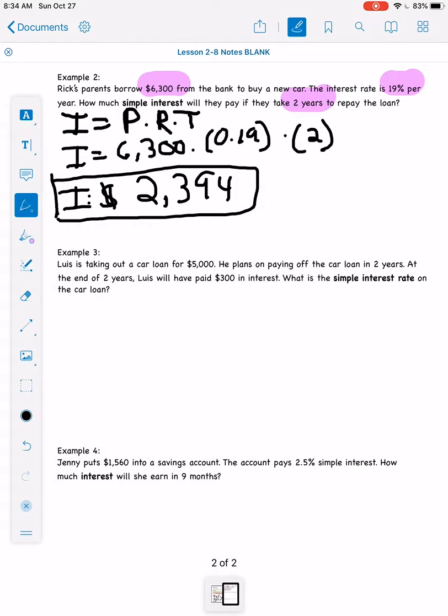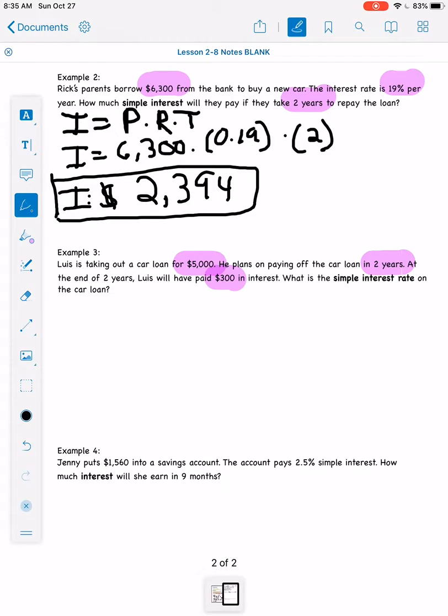Let's go down here. We have our friend Luis here, who is taking out a car loan of $5,000. So that is the first piece of information we have here. He plans on paying off that car loan in 2 years. At the end of 2 years, he will have paid $300 in interest. And we need to calculate what the interest rate was. That's the piece of information that's missing in this problem, which is a little bit different than the previous ones.